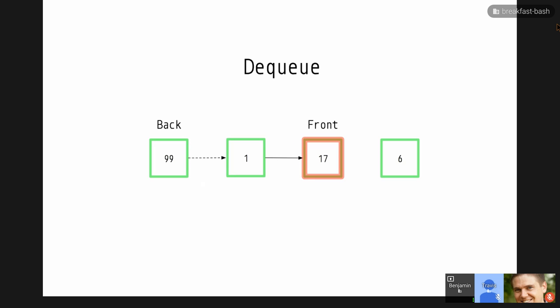The other operation that we have is dequeue. Before, we had 1, 17, 6, and when dequeuing, we pop off the front, so we get 6 back, and we move the front pointer back to the 17 node that we had previously here. And that's it. So we push to the back and we pop from the front, and that's all that a queue is.